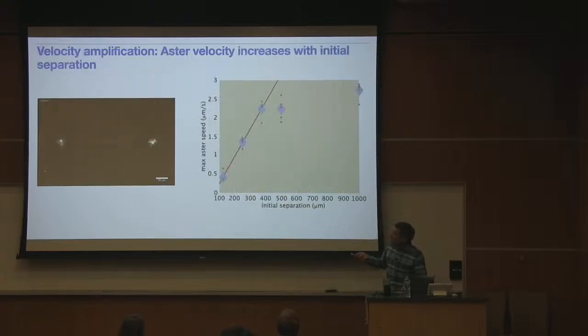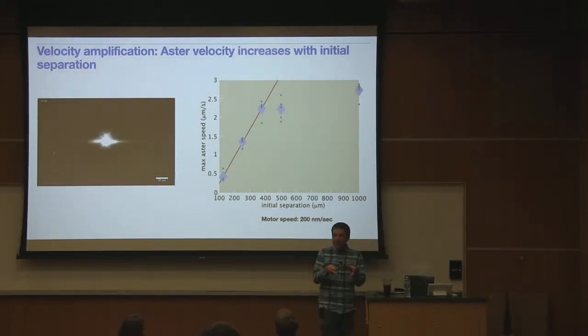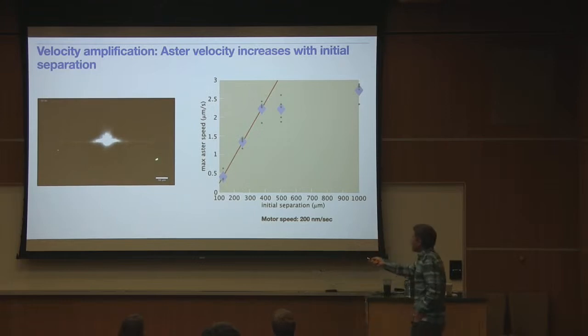I'll give you another one. When you link the asters, you can track the velocity of the asters as they merge. And what we found is that as you make the initial distance between the asters bigger and bigger, they actually go faster and faster while they're linking, and you can accelerate the asters up to velocities of about 2.5 microns per second by making the linking distance go to a millimeter, which is quite a large distance. And again, there's this kind of velocity amplification as a function of linking.